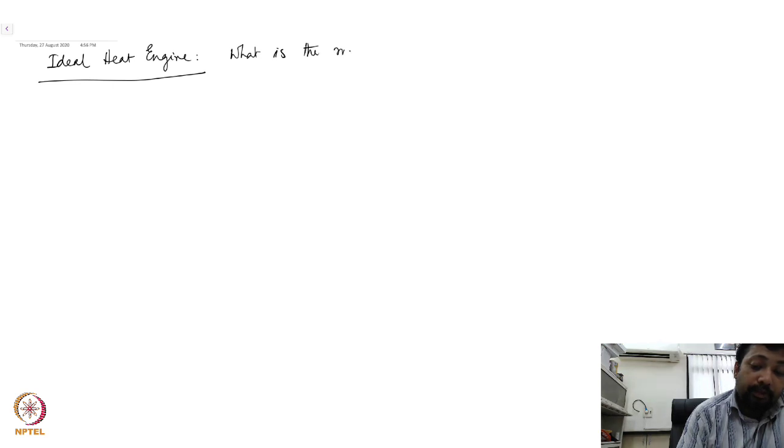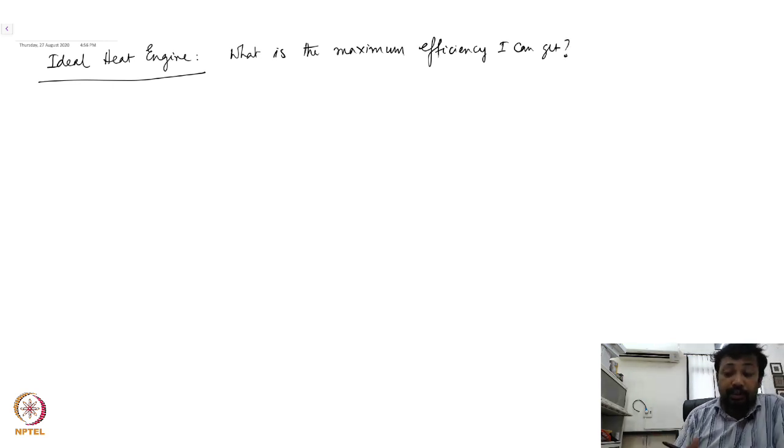So now we want to look at what is an ideal heat engine. And this is like coming back to the question, what is the maximum efficiency I can get? Because clearly there is an involvement of heat and work in these machines, right? And the answer lies in what is called a Carnot engine.